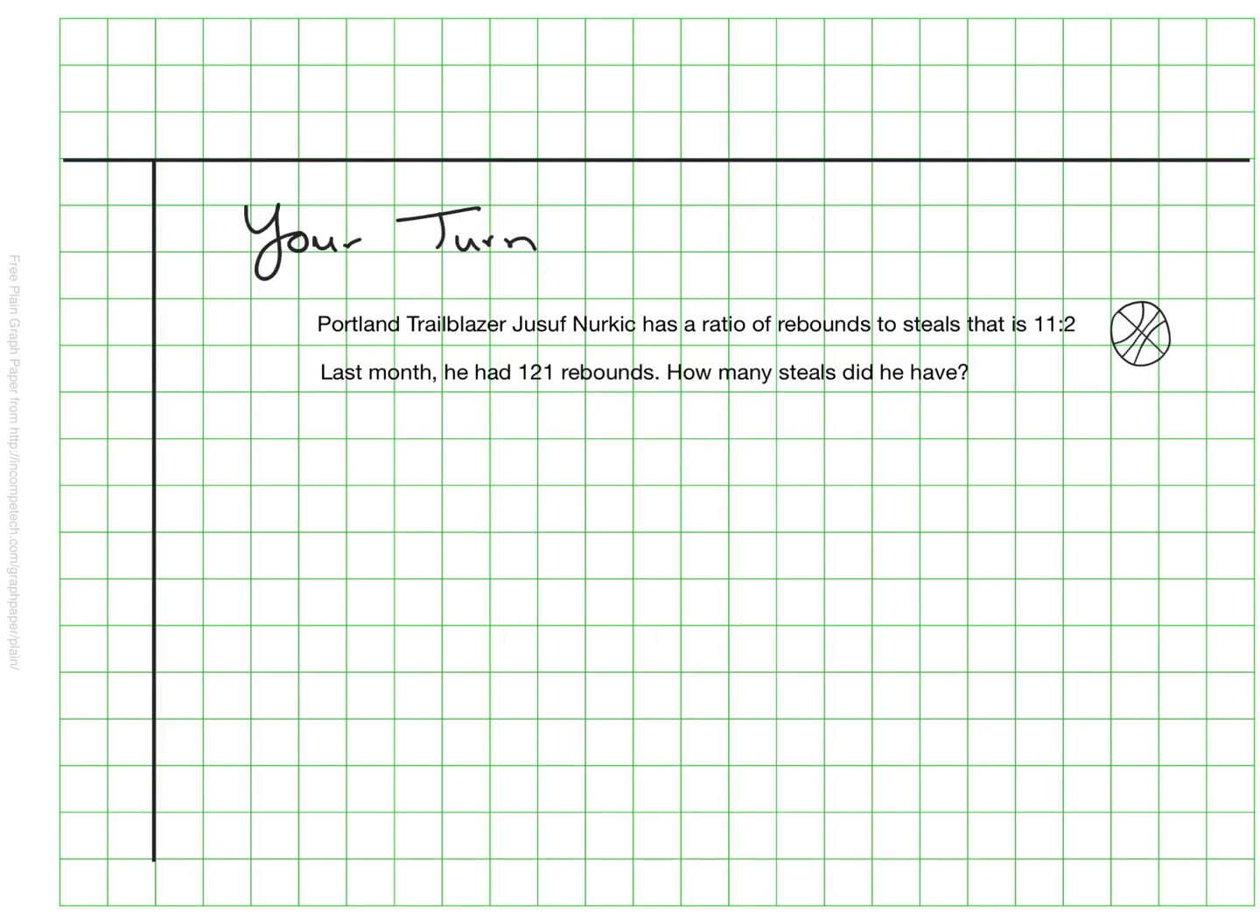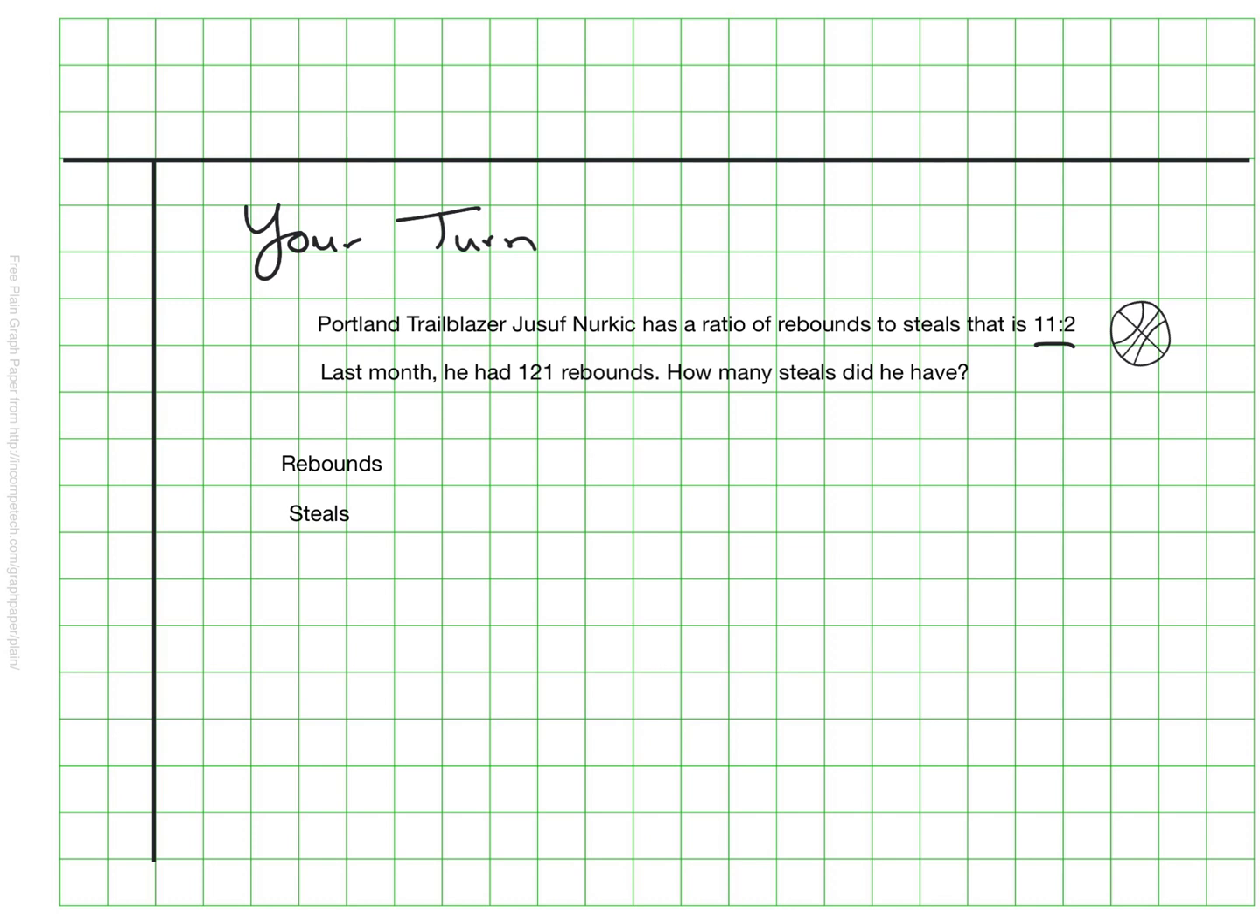For your turn, we're going to think about our local basketball team here. So if Nurkic, someone on the Blazers, has a ratio of rebounds to steals that's 11 to 2, so for every 11 rebounds, he has 2 steals, and he had 121 rebounds last month, how many steals did he have? I'm going to ask you to draw your tape diagram and then use that to justify your answer. And of course, this is an example of a case where we know one true value in the ratio, but we don't know the total. It doesn't matter though, we still have enough information to find the missing part.